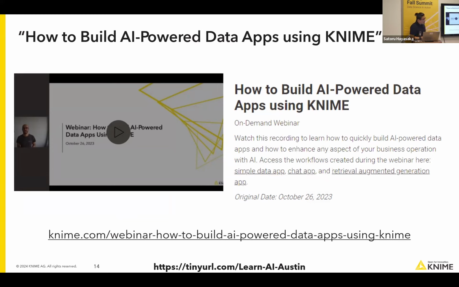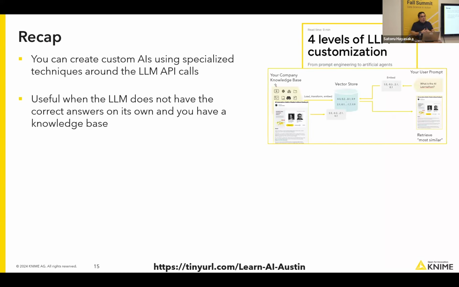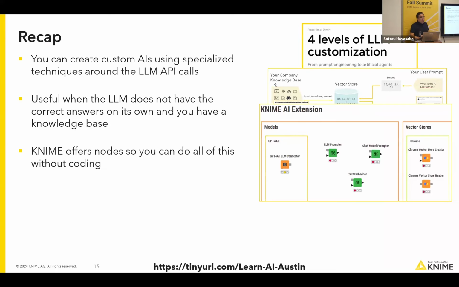But so here's a recap of what we have learned so far. You can create a custom AI using specialized techniques around the LLM API calls. That can be useful when the LLM does not have the correct answer on its own, but you do have a knowledge base that may contain the solution or the answer to the question that you're trying to ask. So you basically will be able to combine your knowledge base with the LLM.